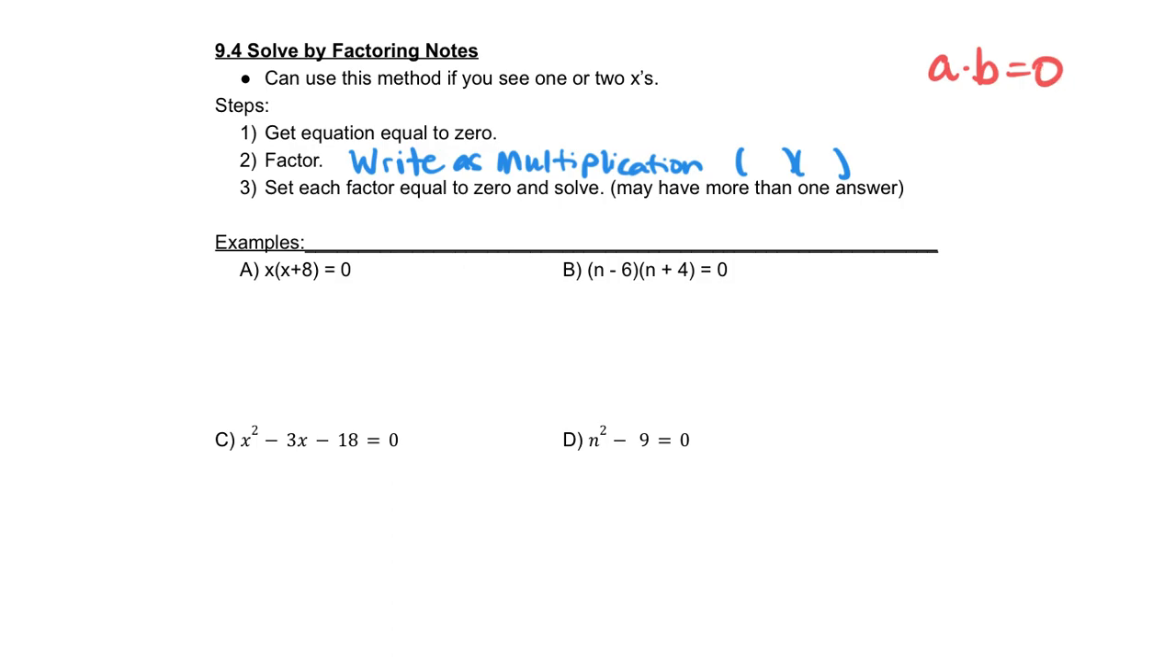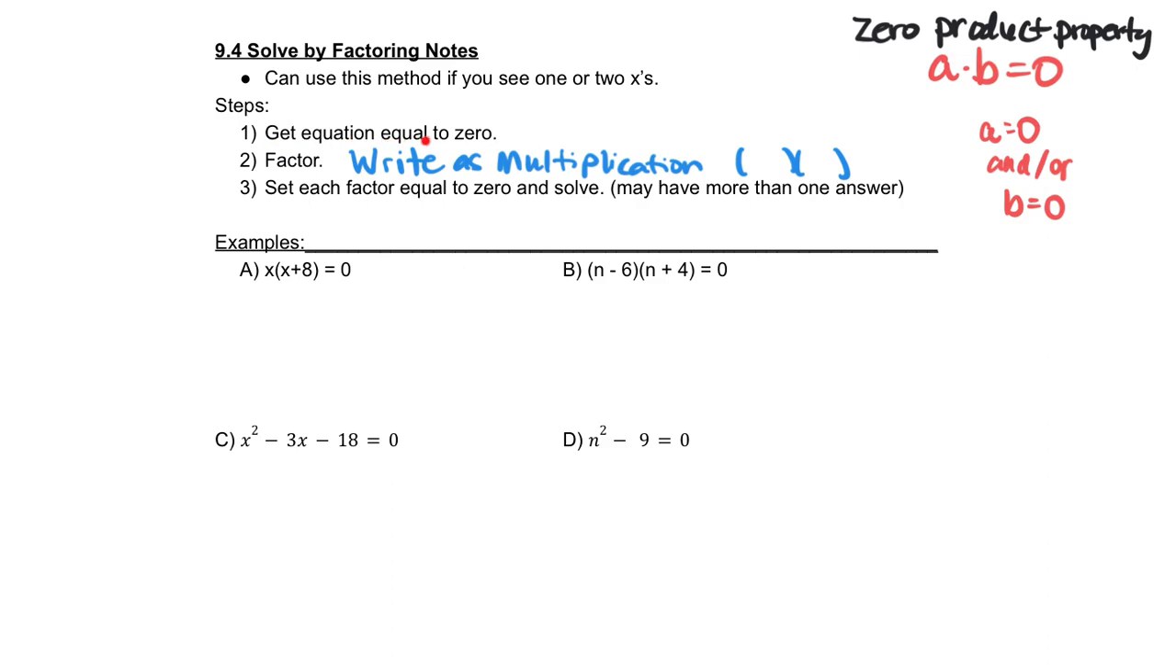If A times B equals 0, if two things multiply to be 0, what do we know about A or B? We know that one of them or both of them must be 0. This is called the zero product property. So when we're solving these equations, we have to have our equation set equal to 0 in order for this property to be helpful. So for our first example, we have x times x plus 8 equals 0.